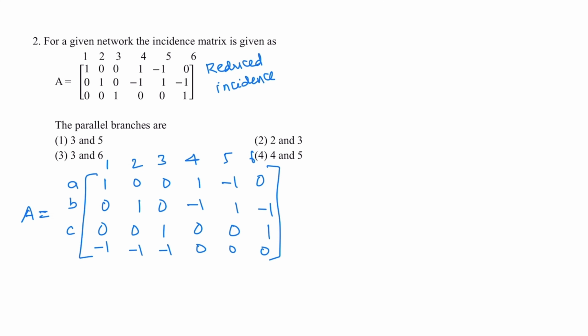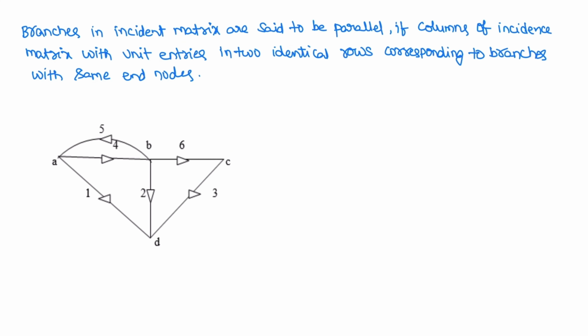So here A, B, C, D are the nodes of the incident matrix and 1, 2, 3, 4, 5, 6 are the branches. Now for this incident matrix, the graph will be like this. So this is the graph for the incident matrix. The given circuit has no parallel branches.